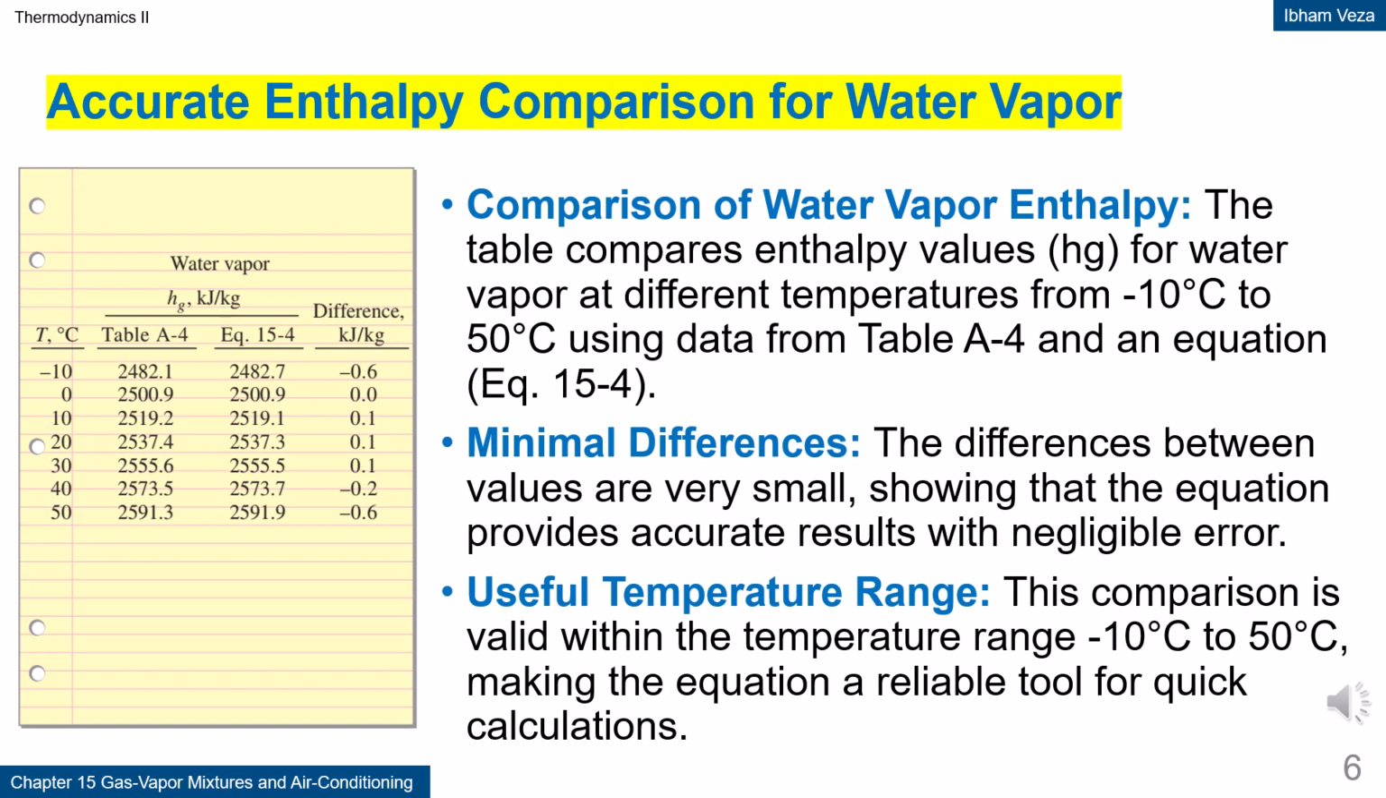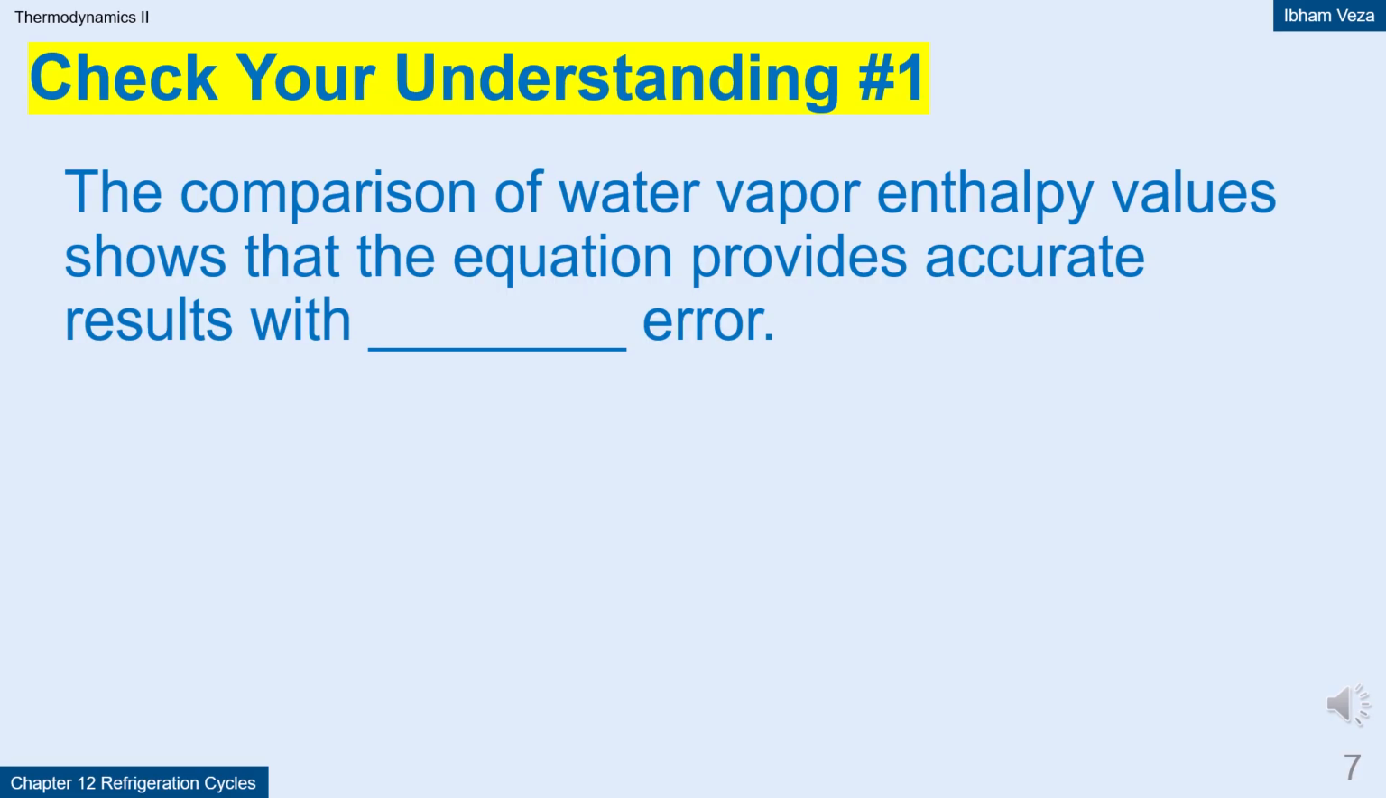Accurate enthalpy comparison. Water vapor enthalpy values from tables and from the equation show very small differences. This proves that the approximate equation is sufficiently accurate in the range from -10 degrees Celsius to 50 degrees Celsius. Therefore, the equation can be used for quick calculations without significant loss of accuracy. This approach is very useful in moist air analysis. The comparison of water vapor enthalpy values shows that the equation provides accurate results with negligible error.